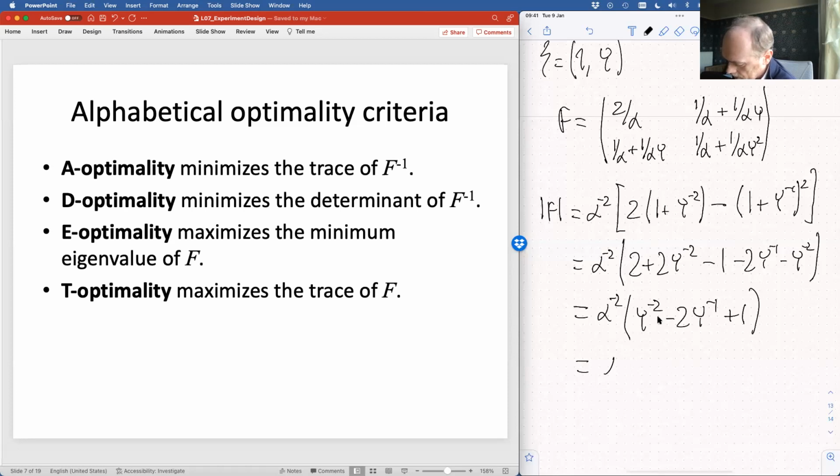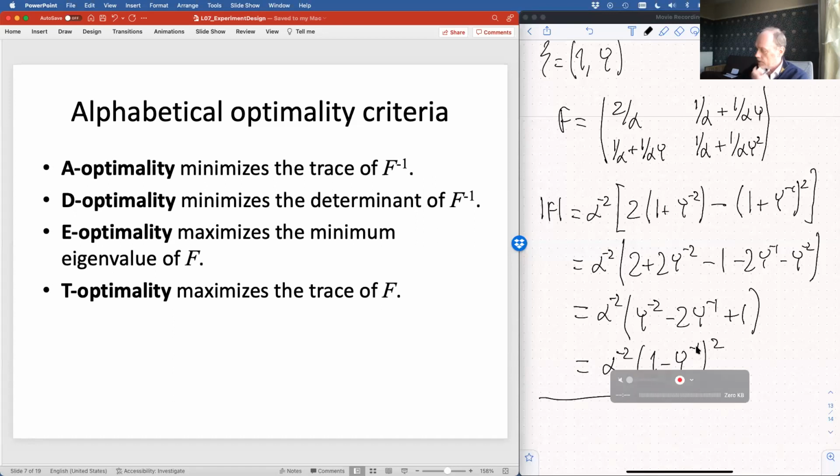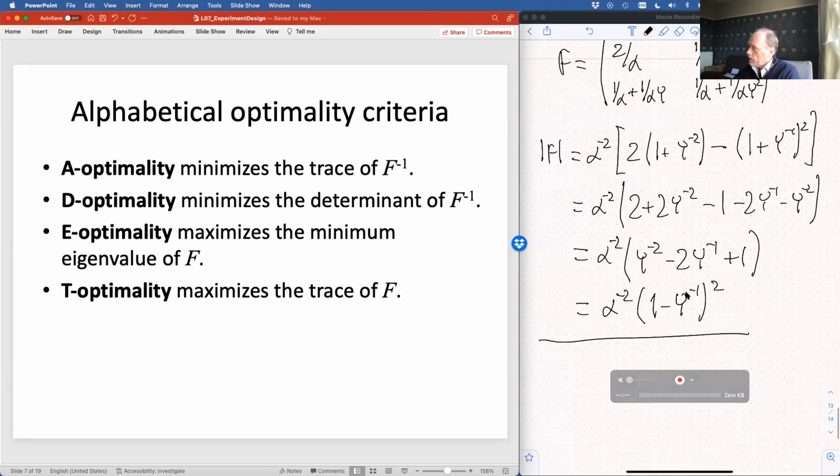In other words, 1 minus y to the minus 1 squared. Interesting again, because what does that mean? Well, as y gets bigger and bigger, of course, this tends to 0, so it reaches an asymptote, doesn't it, of alpha to the minus 2. But it approaches that asymptote again as y gets bigger and bigger.